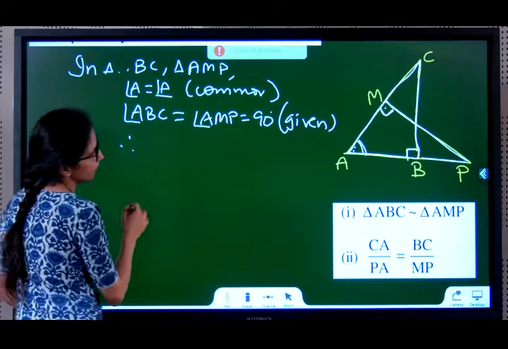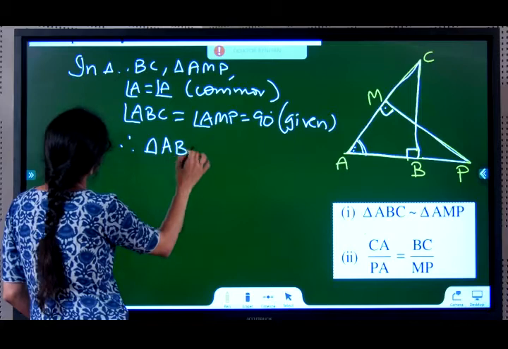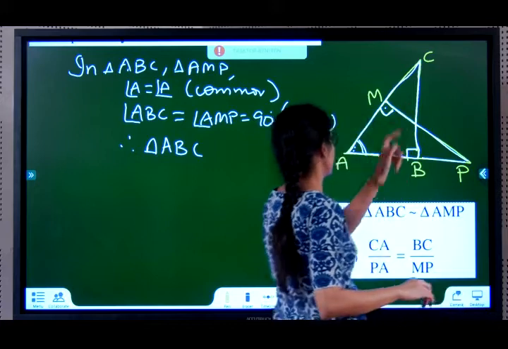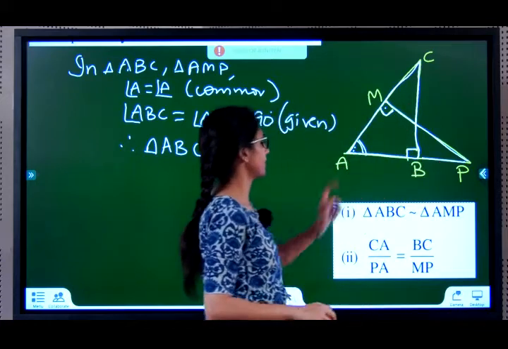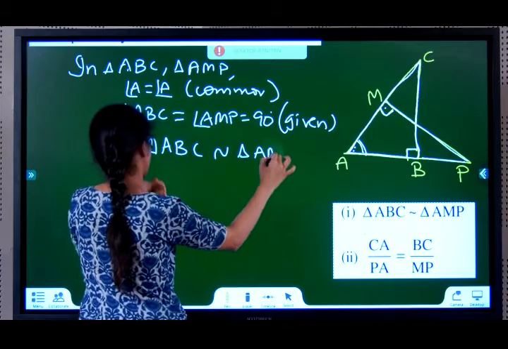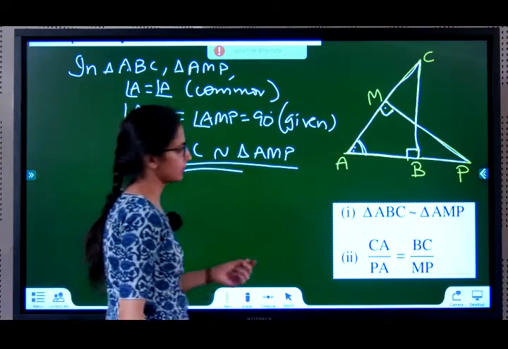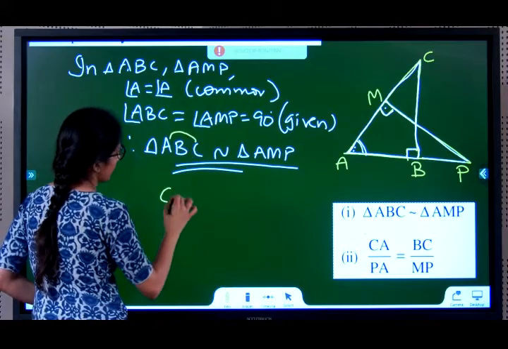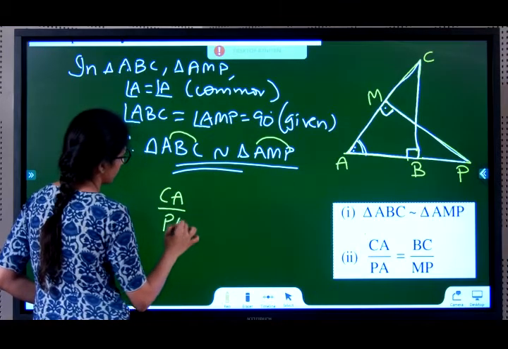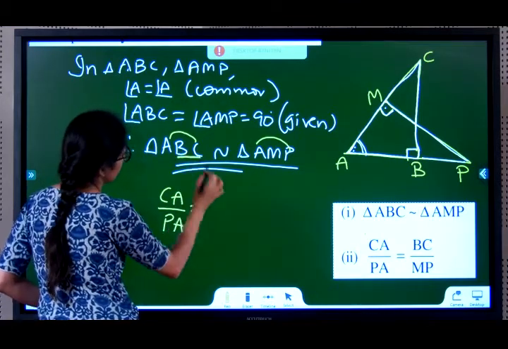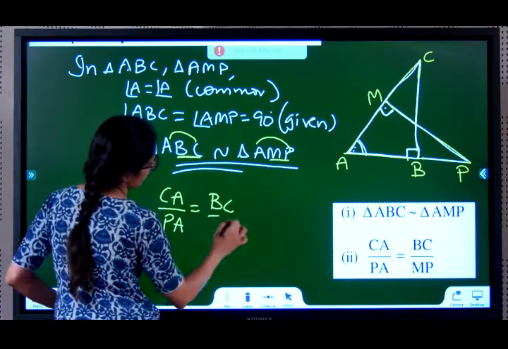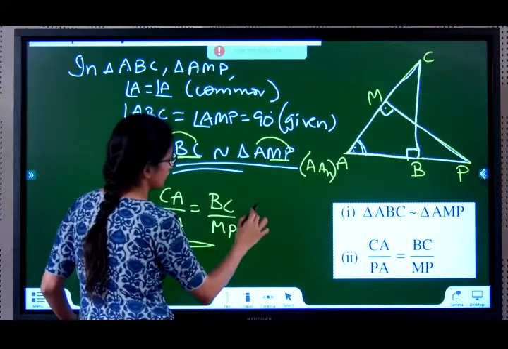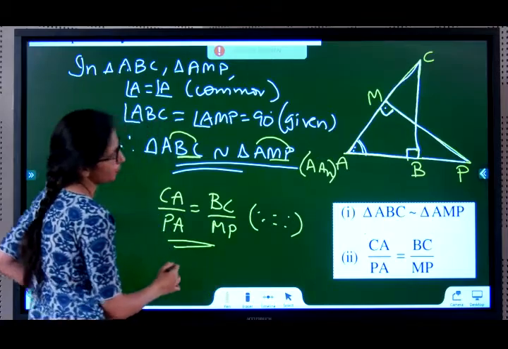Therefore, triangle ABC is similar to triangle AMP, common 90. That's exactly what they have asked. If you observe the second condition asked, CA by PA. So take CA by PA here, CA, then you take PA from here. Next, BC, you take BC from here, and MP comes here. So, the reason for this was AA similarity criteria. Reason for this is corresponding sides of similar triangles are proportional, hence proved.